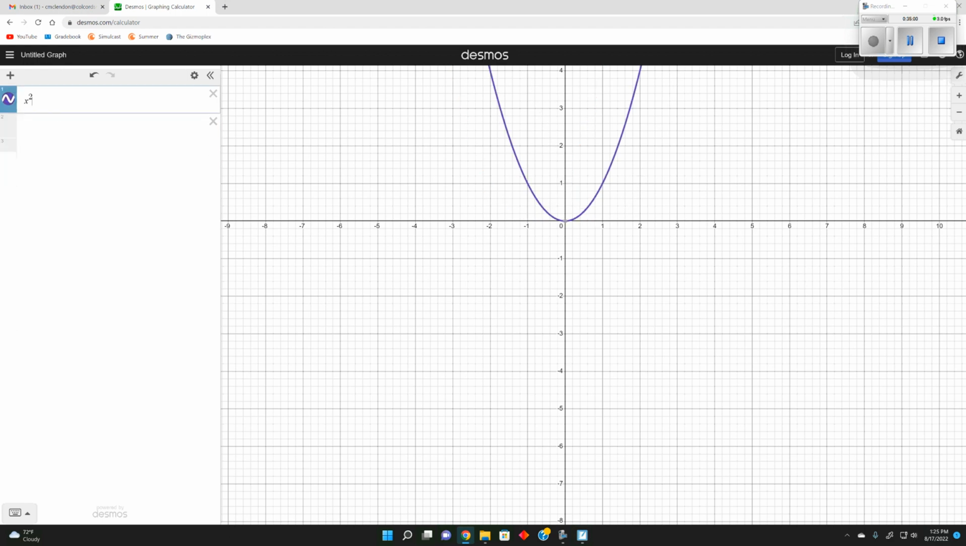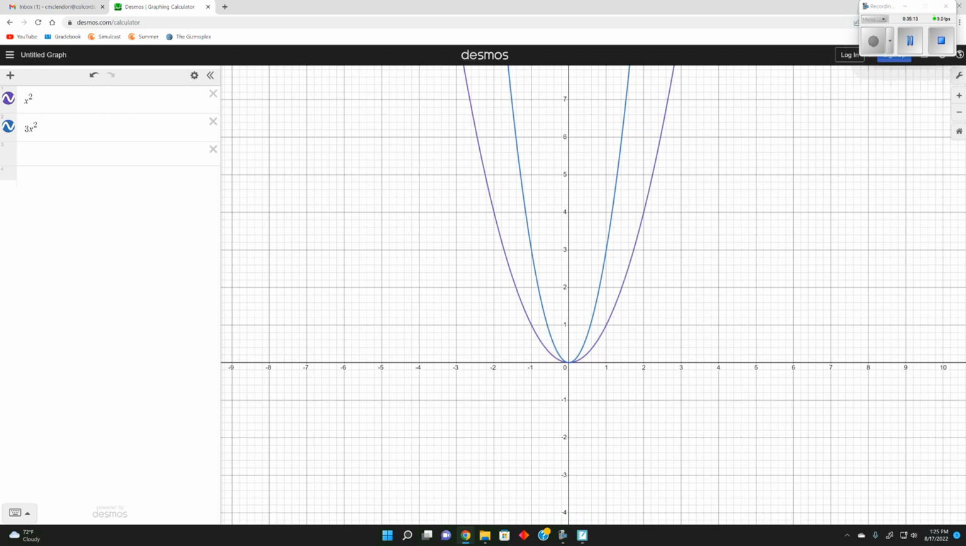So we can come back to this here. 3x. What's happening to the new graph? It's increasing faster. It's stretching along the y-axis. It's stretching vertically. So if it's shrinking, it means it's going to be wider. That's all it means.